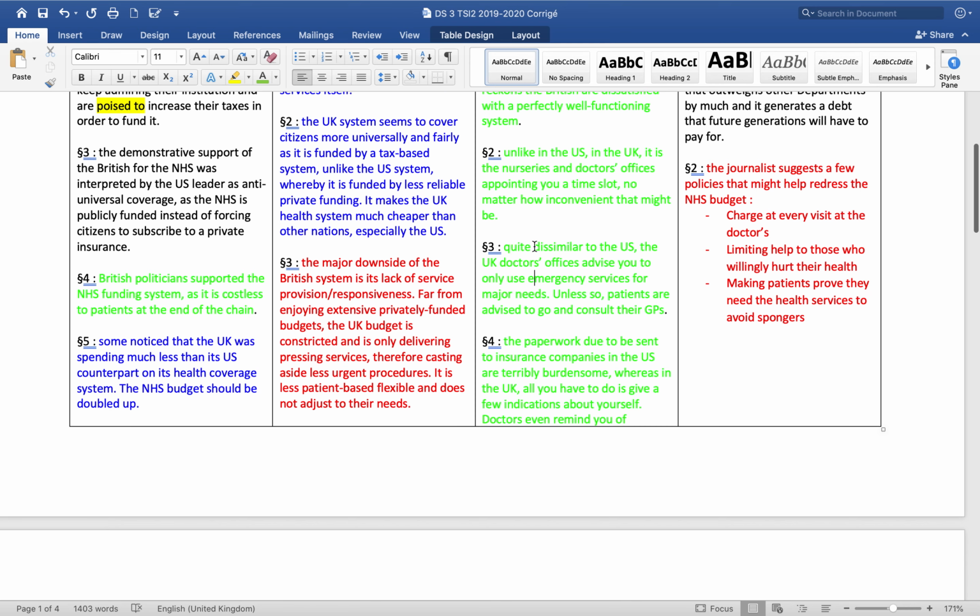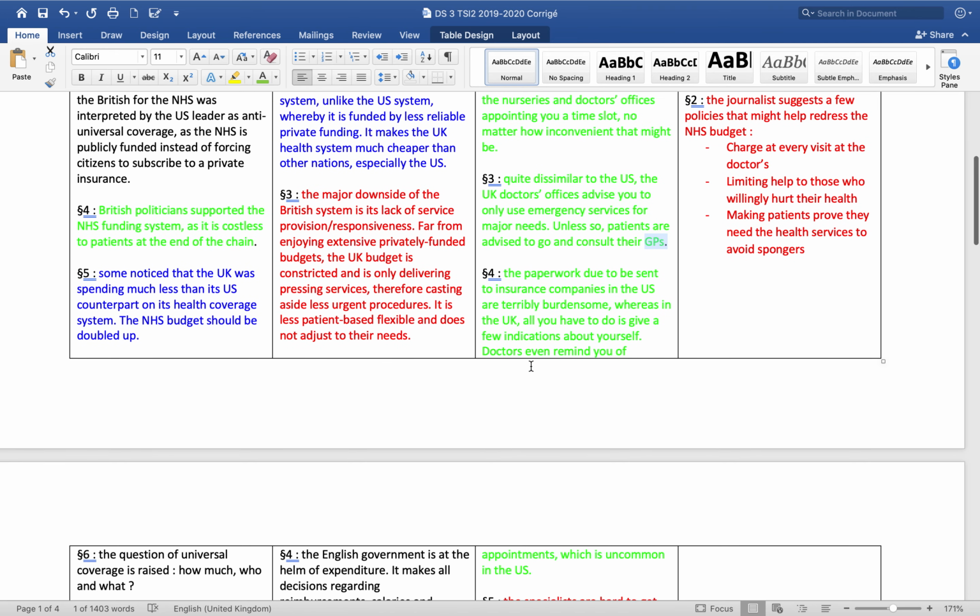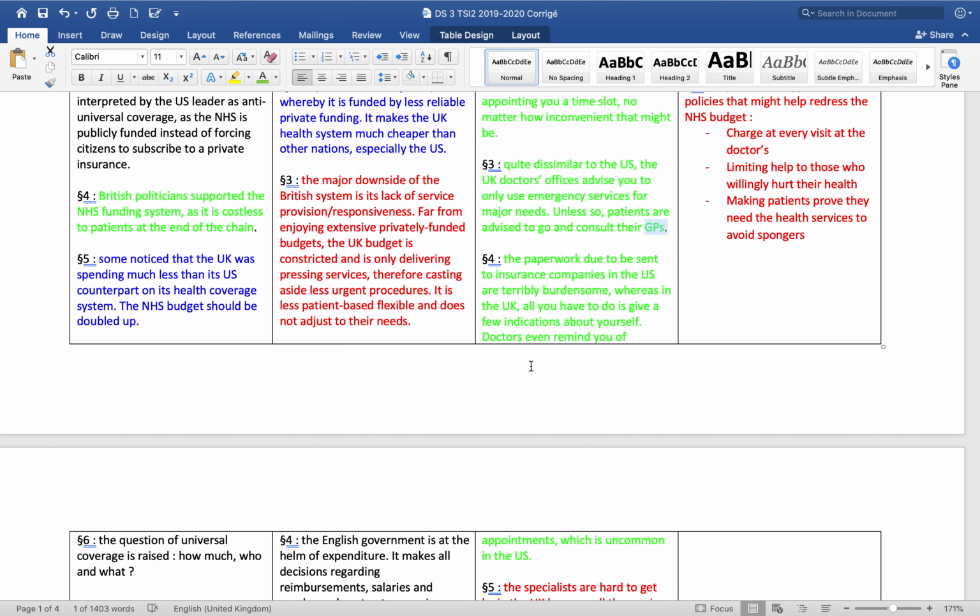Third paragraph: quite dissimilar to the US. So I tried to use another word to say quite unlike the US. The UK doctors' offices advise you to only use emergency services for major needs. If you don't have a major need for hospital, patients are advised to go and consult their GPs. A GP is a general practitioner. It's basically your family doctor. So most doctors, if you call the hospital, will tell you if this is not an emergency, you're not coming to hospital, you're going to see your regular doctor, okay, your GP. So it's a strict system in which they impose on people what they have to do.